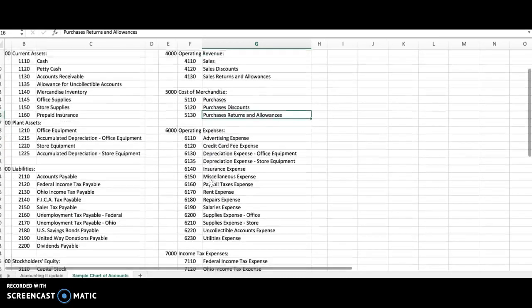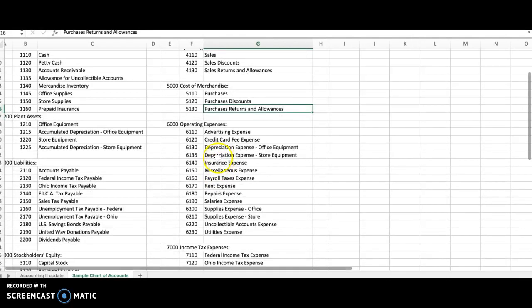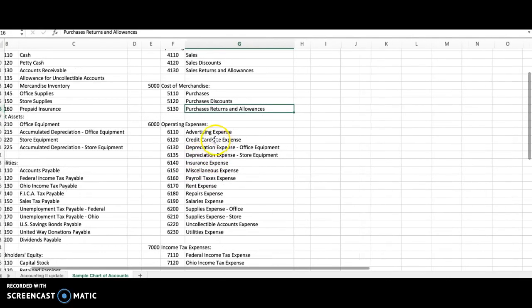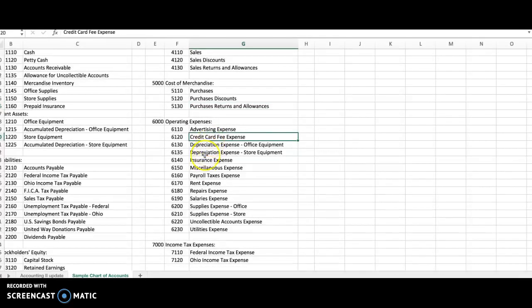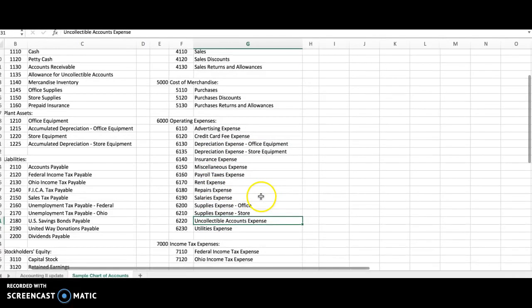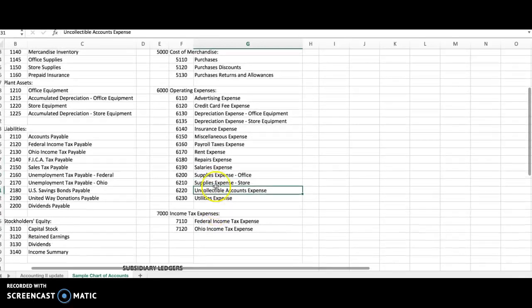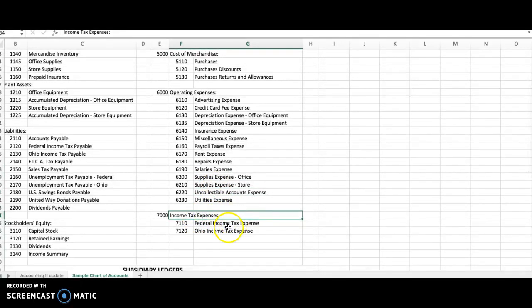A number of operating expenses. A lot of these we've had before, advertising expense. Credit card fee expense is a new one that we'll take a look at because a lot of transactions now are done with credit cards. Depreciation you've had before. Some of these should look familiar to you. Again, something new down here called uncollectible accounts expense that we will learn in a week or so. And then something called income tax expenses separated out. The federal income tax expense and the state income tax expense.